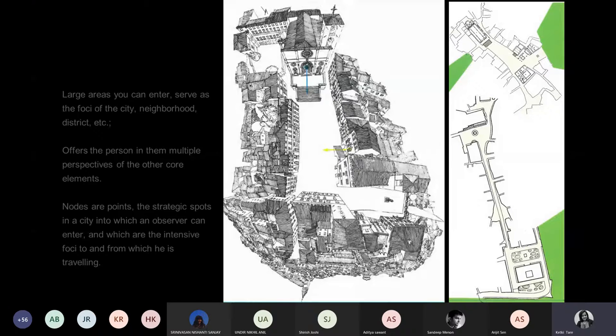When we are talking about nodes, this is a particular example that I wanted to show you. Nodes are like the focus points, which are incidental or deliberate, when one is moving through the path. The paths and edges are leading you or are anchored by multiple nodes. They are usually located at a strategic spot. In this particular case, you can see that there is a larger square, which forms one node, or there is a slightly smaller square which creates a little different hierarchy of a node, and then there is another smaller one here.